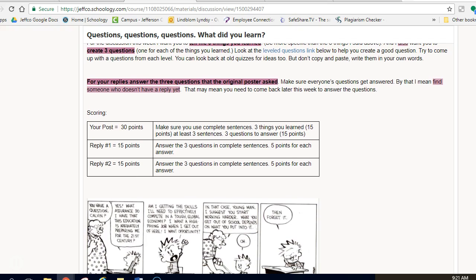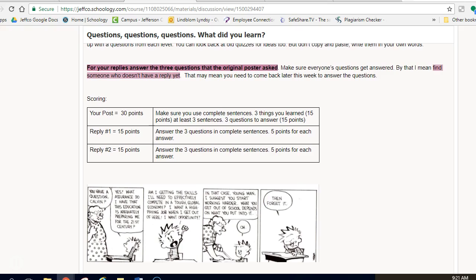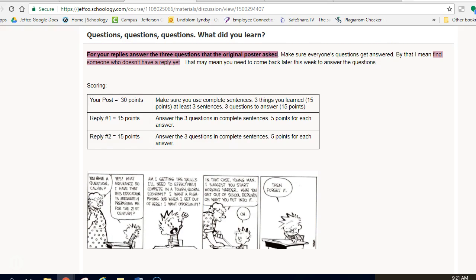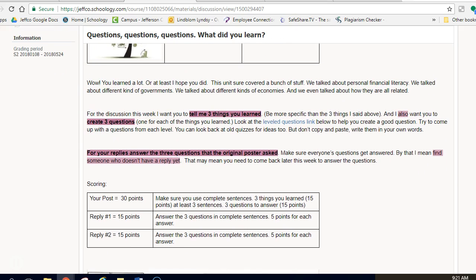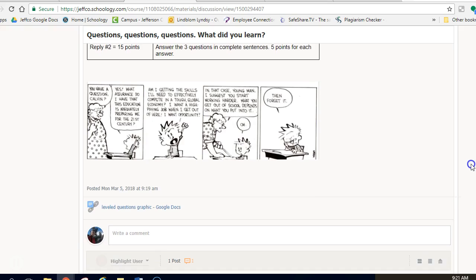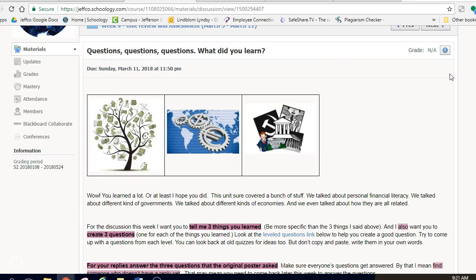Alright, then for your replies, you need to answer the 3 questions that the original poster asked. So do your post, that's worth 30 points. So basically 3 things you learned, each worth 5 points, and 3 questions, each worth 5 points for a total of 30. Reply 1 is answering the 3 questions, 5 points for each question that you answer. And same for number 2. Please make sure you are using complete sentences. I don't think I wrote that, but that should be obvious.